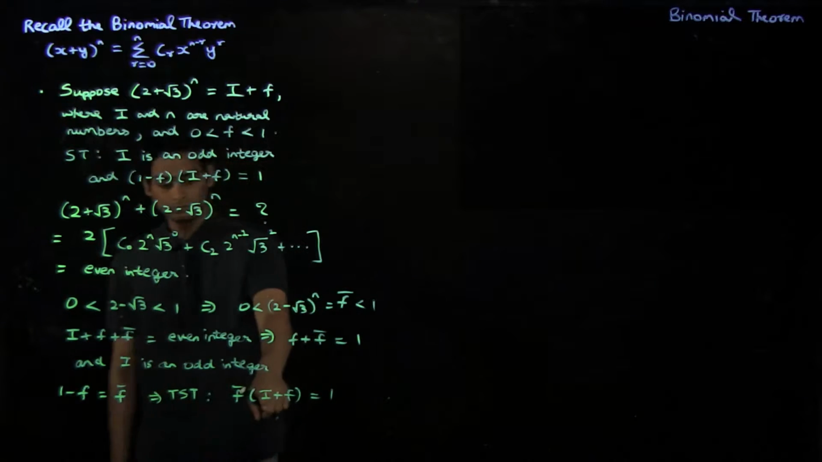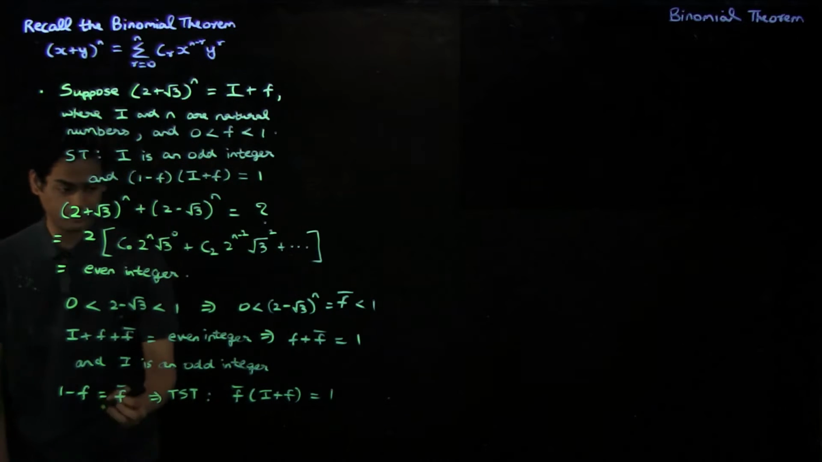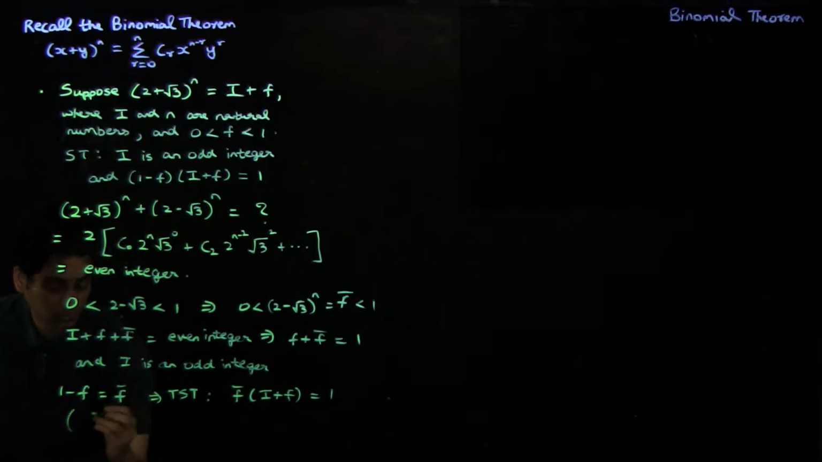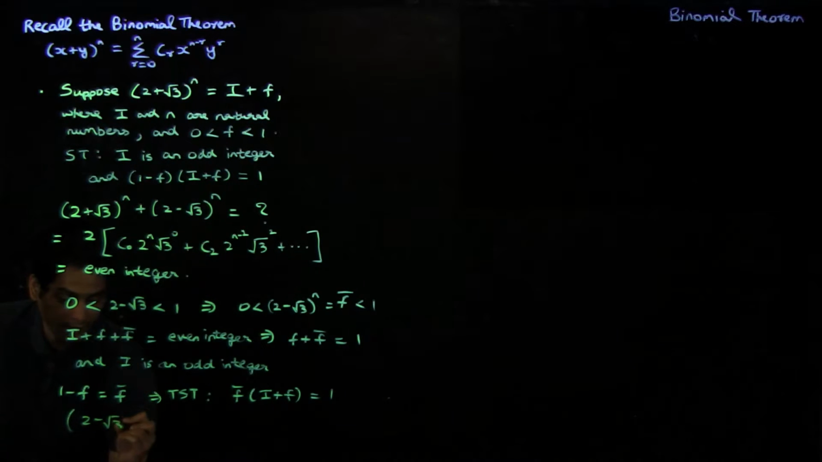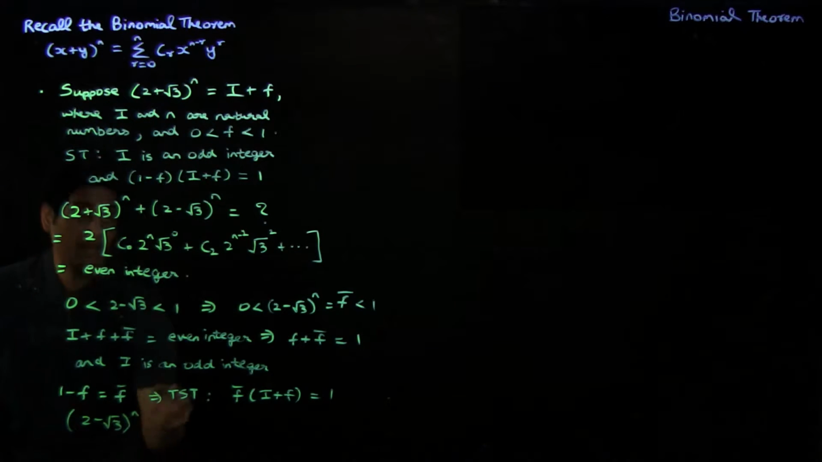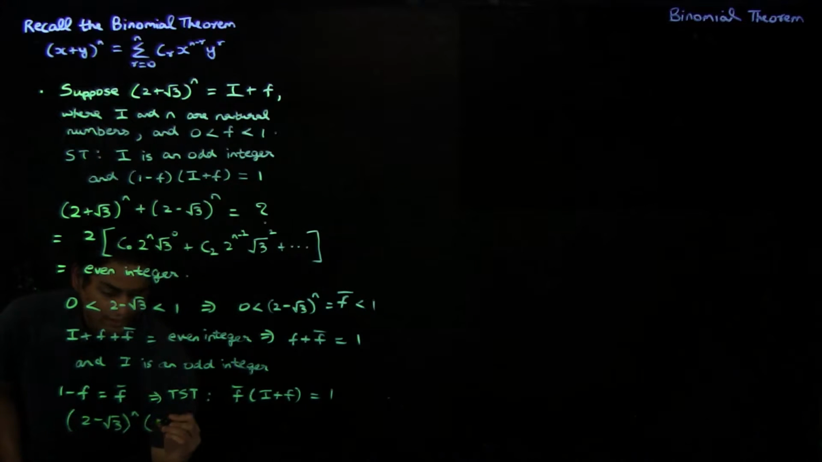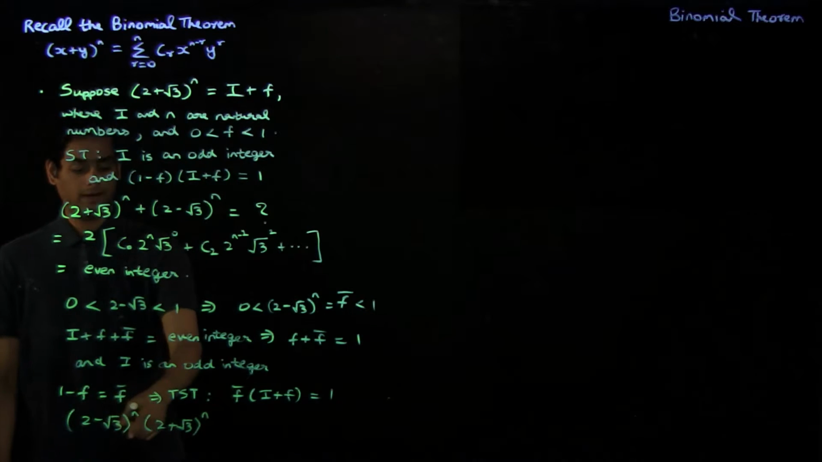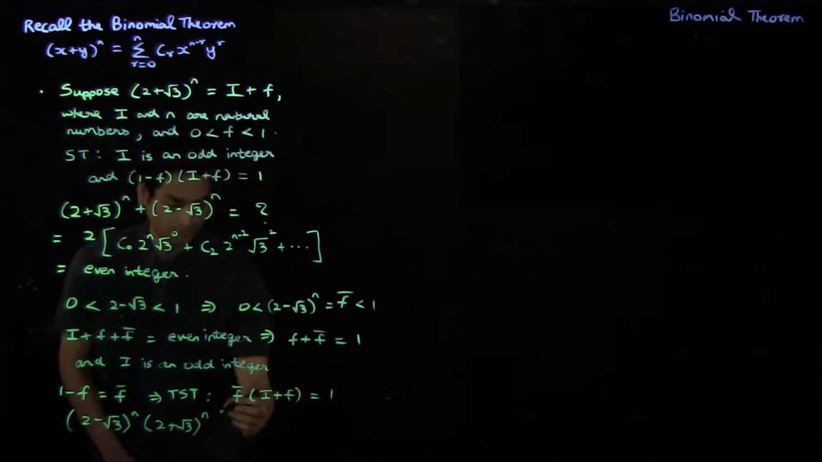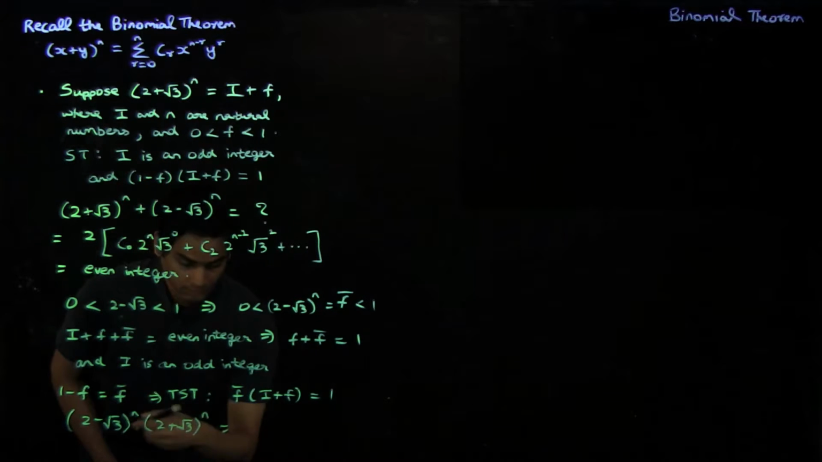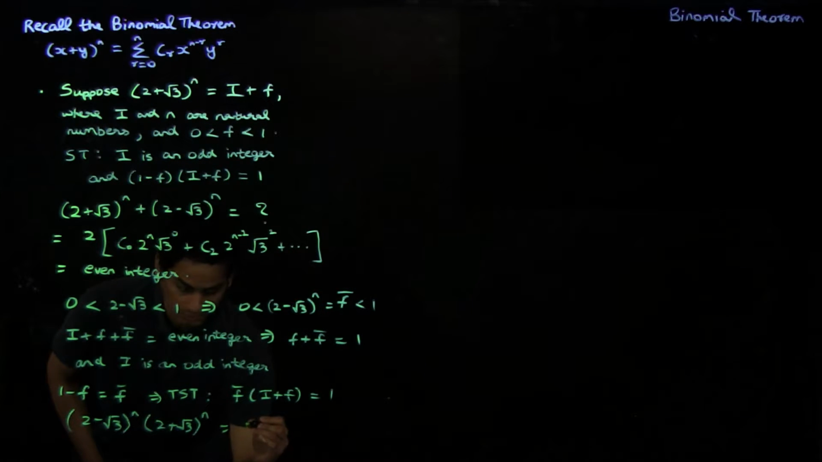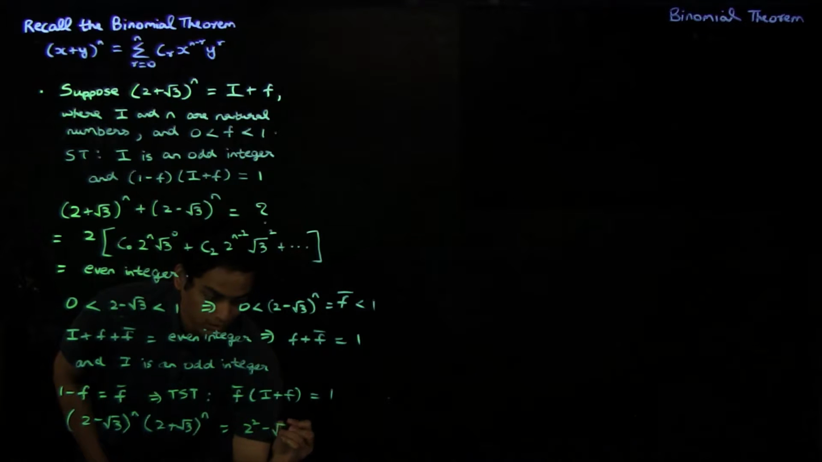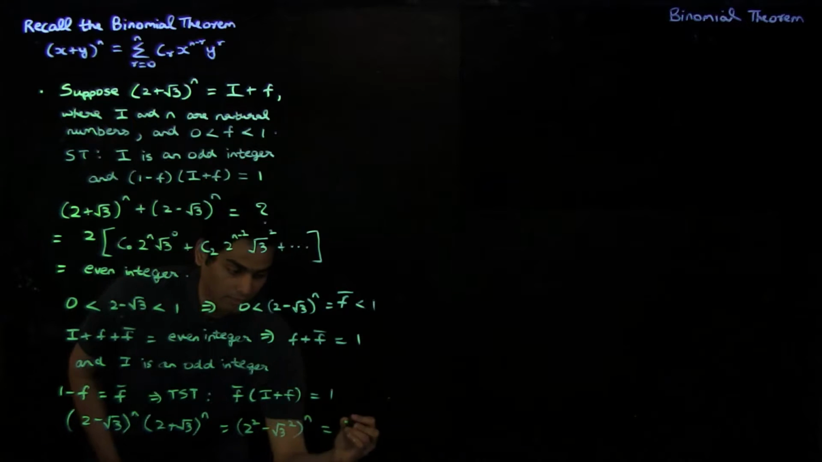So you can rewrite the left hand side of this expression as (2 minus square root of 3) the whole power n, which is f bar, and I plus f is nothing but (2 plus square root of 3) the whole power n. Now we have (a minus b) the whole power n times (a plus b) the whole power n, and you can expand this product as (2 squared minus square root of 3 squared) the whole power n. This is nothing but 1.